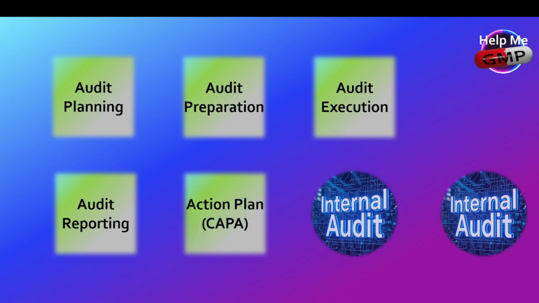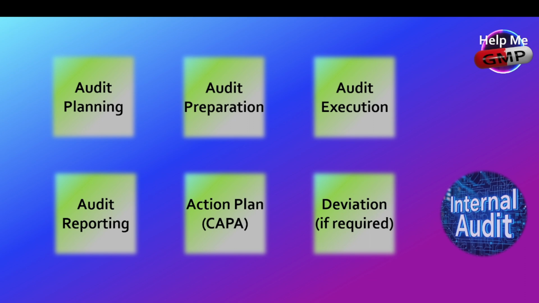Next, action plan, where non-conformances are identified, corrective and preventive actions, or CAPA, are developed and implemented to address the issues. This should involve identifying root causes, establishing and implementing CAPA, and verifying their effectiveness. Depending on the non-conformance, a deviation may be required to assess the impact on any previous batches, and identify the root cause of the non-conformance where this would be beneficial.